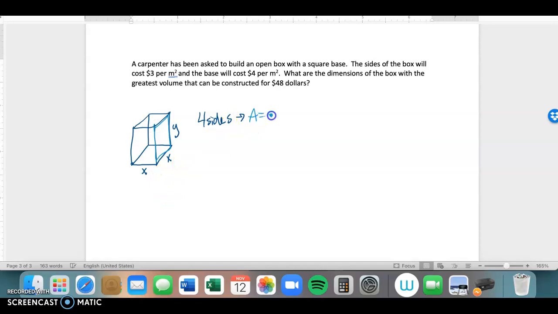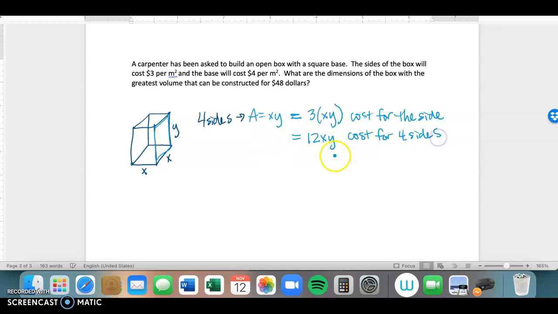So what is the area of each of our sides? The area equals x times y. This area, x times y, we're then going to multiply by 3. 3xy gives us the cost for the sides. However, that's just for one side. So if there are 4 of those, we need to change it to 12xy, the cost for 4 sides.